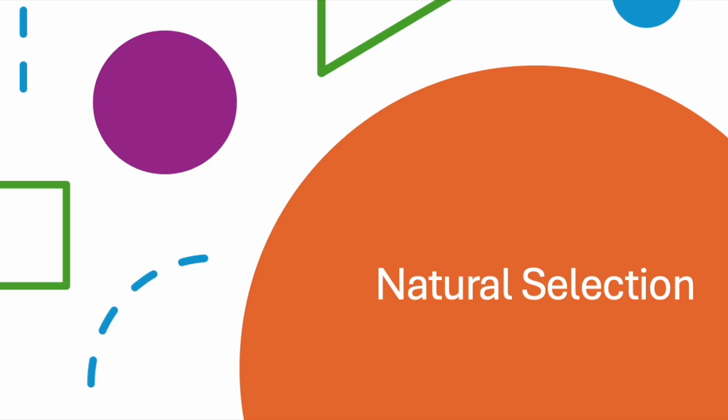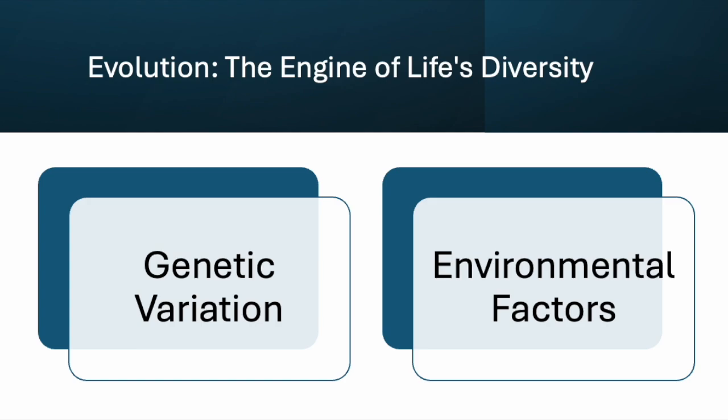Evolution is the process by which living things change over time. It's a big topic, but we're going to focus on two key factors that drive evolution: genetic variation and environmental factors.